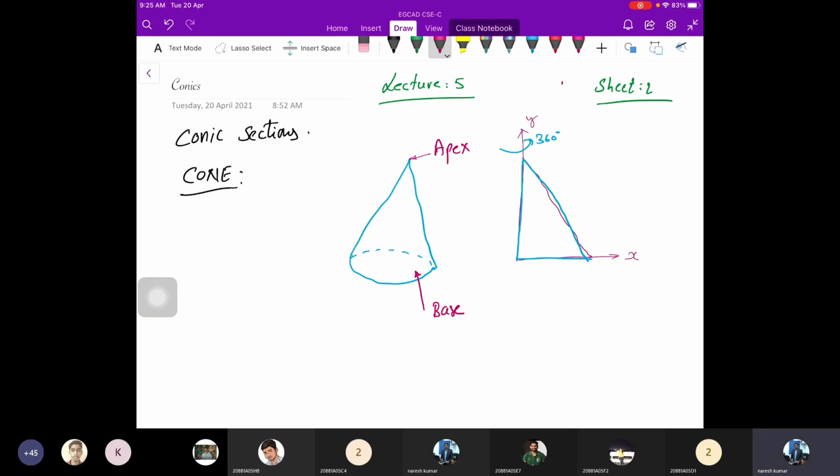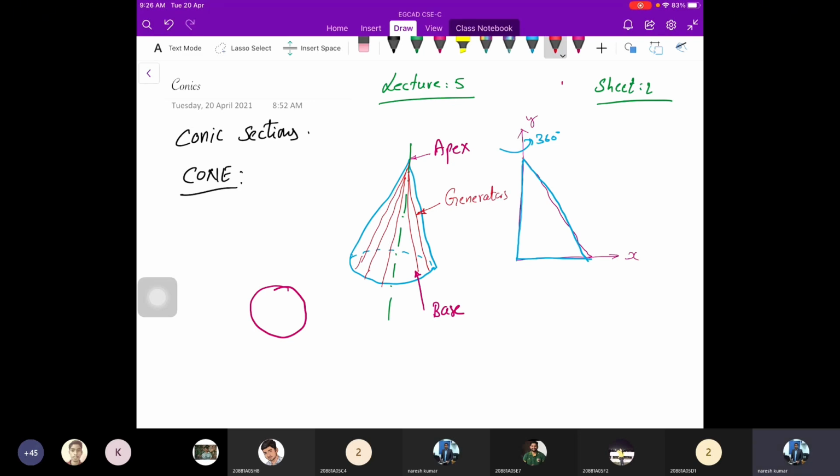For a cone, the lower portion will be a circle. This is the base of the cone, and this is the axis of the cone. And for a cone we have something like this. These are called generators. These are virtual generators. These are not available in the cone, but they are virtual. So we'll call it a generator.